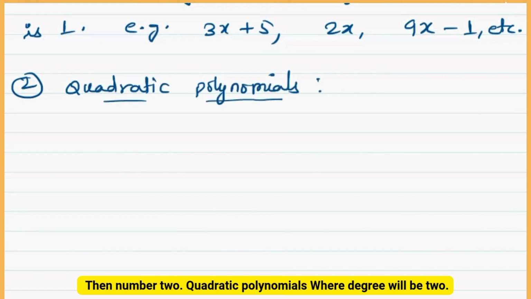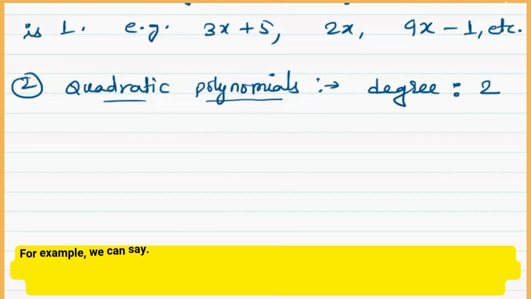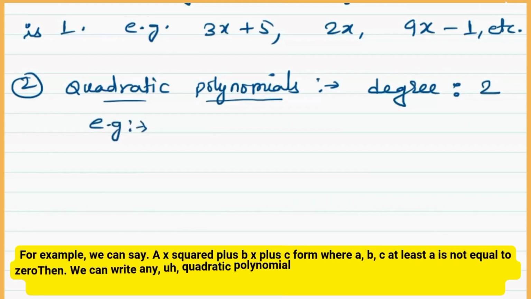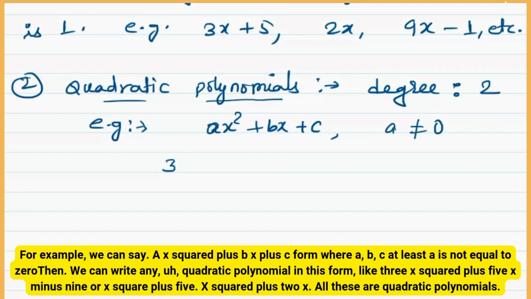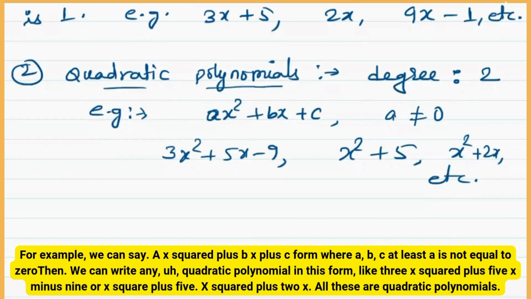Then number 2, quadratic polynomials. The degree will be 2. For example, the form ax square plus bx plus c, where a, b, c are constants and at least a is not equal to 0. Then we can write any quadratic polynomial in this form, like 3x square plus 5x minus 9, or x square plus 5, x square plus 2x. All these are quadratic polynomials.